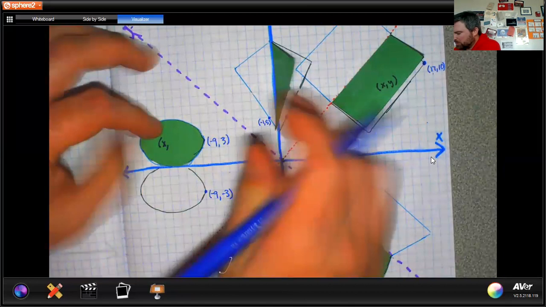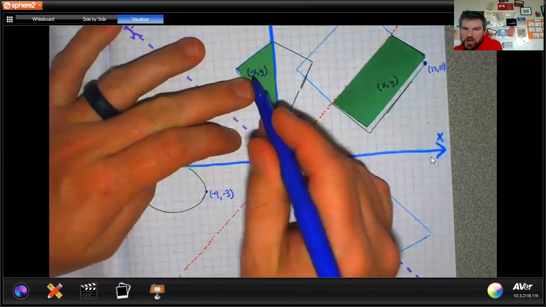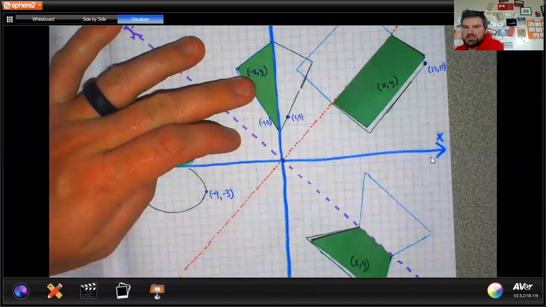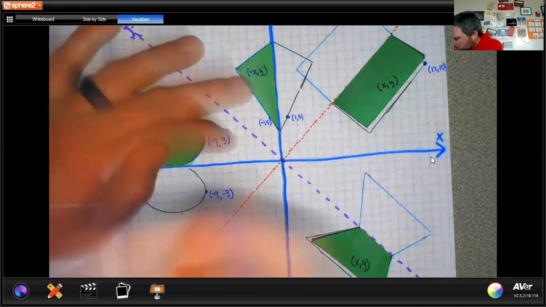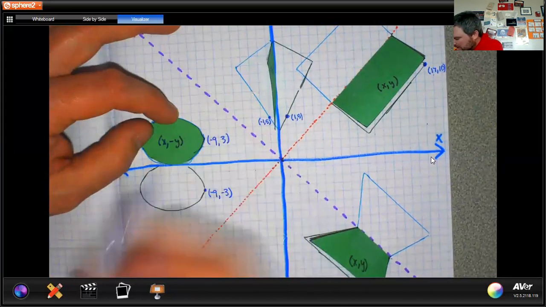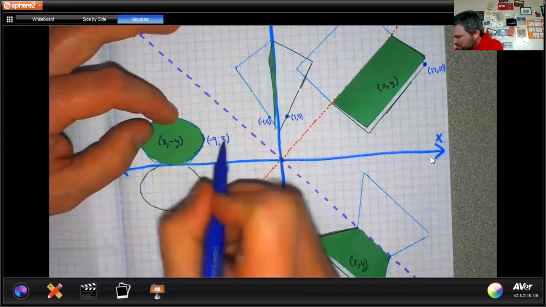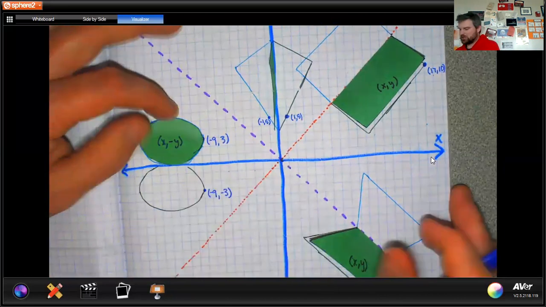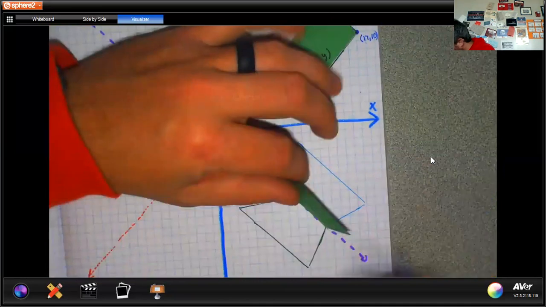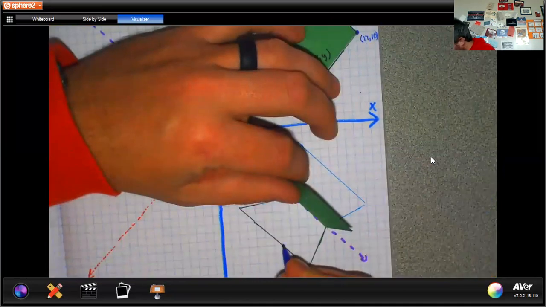Up here when we did this one, this doesn't mean the first value will be negative all the time. The negative really means that it changes signs. So your y value changed signs. So if it was a negative, it became a positive. If it was a positive, it became a negative. So it changed signs.